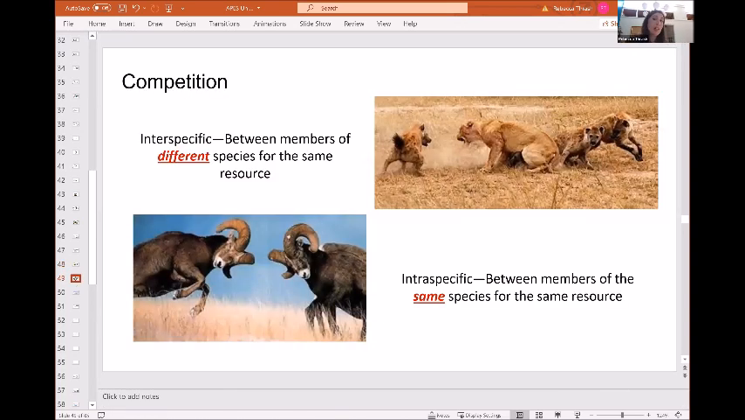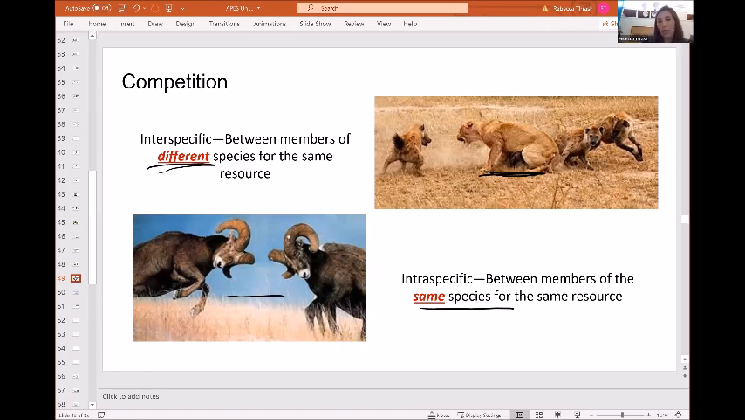Now, competition is another type of interaction that greatly shapes the evolutionary history of species. So sometimes you have competition between different species, that's interspecific. So for instance, this lion is in direct competition for the same food as these hyenas, but you also can have competition between members of the same species. So for instance, these two rams are having this competitive display, probably in order to access mates.